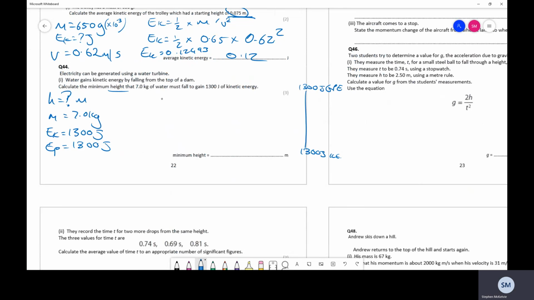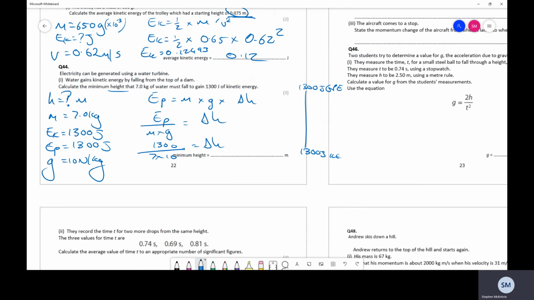I'm looking for the height, so I need to use my equation. EP is equal to m times g times delta h, the change in height I'm looking for, so I shall divide across by m and g. EP over m times g is equal to delta h. EP is 1,300 over 7 times 10, because g is equal to 10 newtons per kilogram. And that is my change in height.